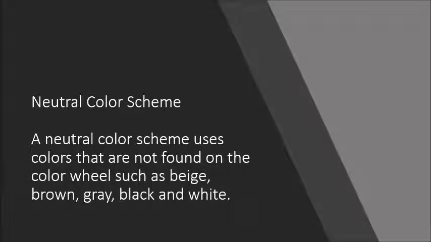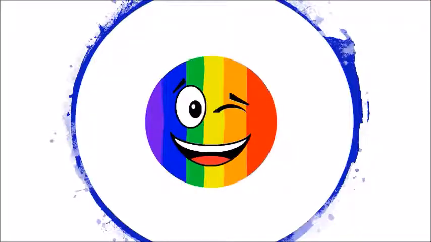Neutral color schemes use colors that are not found on the color wheel, such as beige, brown, black, gray, and white. And there you go. That's what you need to know about the color wheel and color schemes.